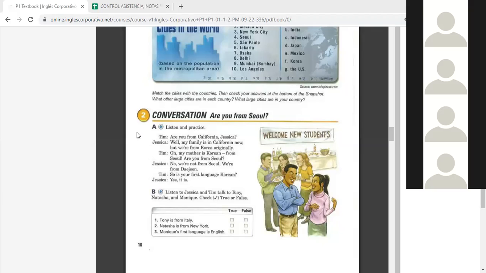Are you from California, Jessica? Well, my family is in California now, but we're from Korean original. Oh, my mother is Korean, from Seoul. Are you from Seoul? No, we're not Seoul. We're from Daejeon. Daejeon, uh-huh. So, is your first language Korean? Yes, it is.